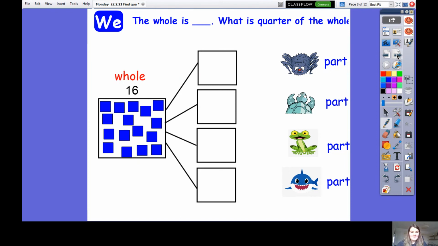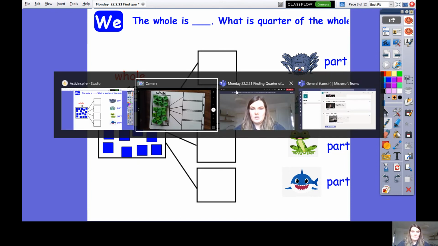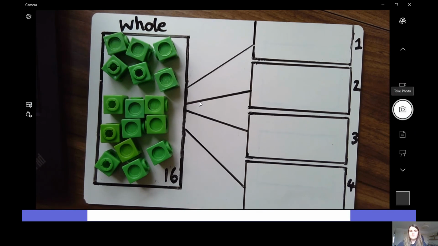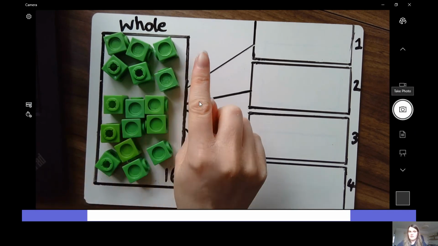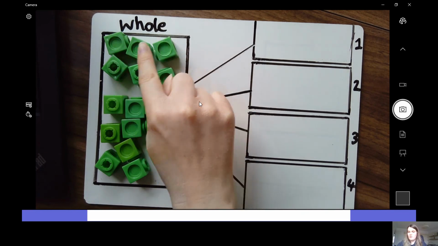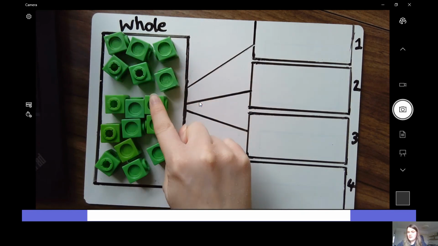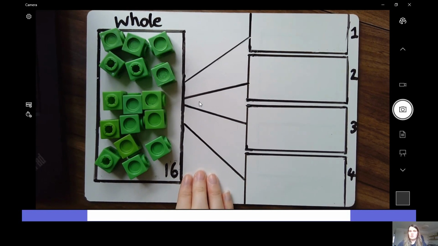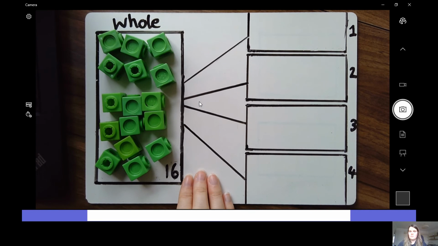Did you find it? Fantastic. Okay, let's have a look. Miss Bamford got started. So you're going to have to help me with what to do. Check if I found 16 first. Are you ready? 1, 2, 3, 4, 5, 6, 7, 8, 9, 10, 11, 12, 13, 14, 15, 16. Wonderful. What did you do next? You found your 16. What did you do next? You moved them into each part.